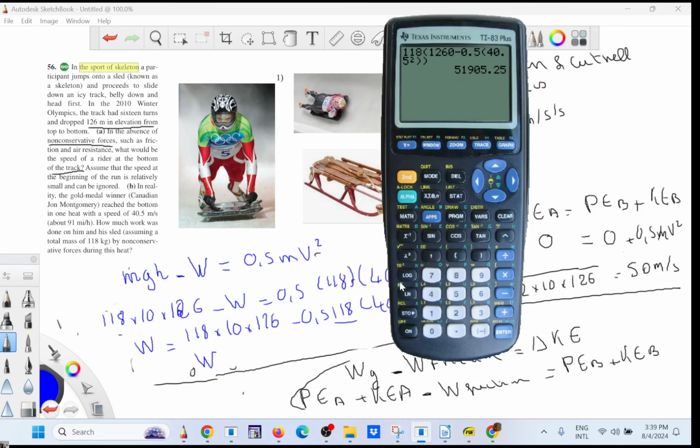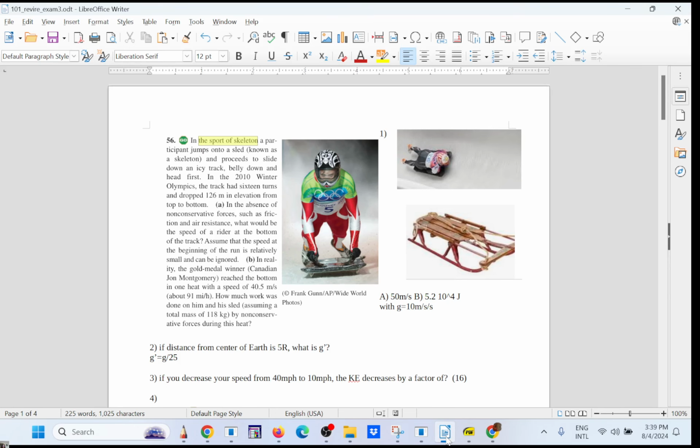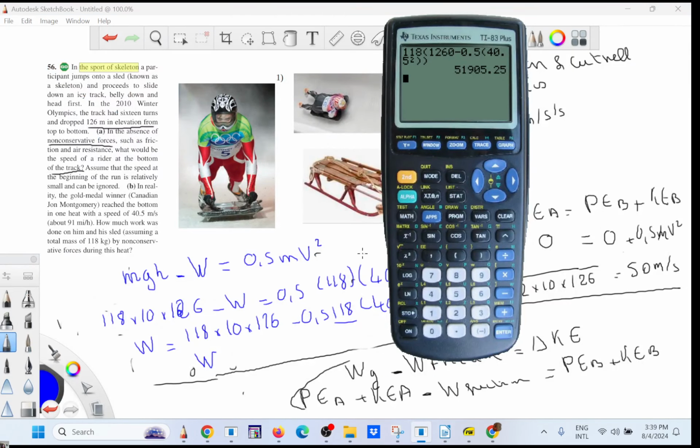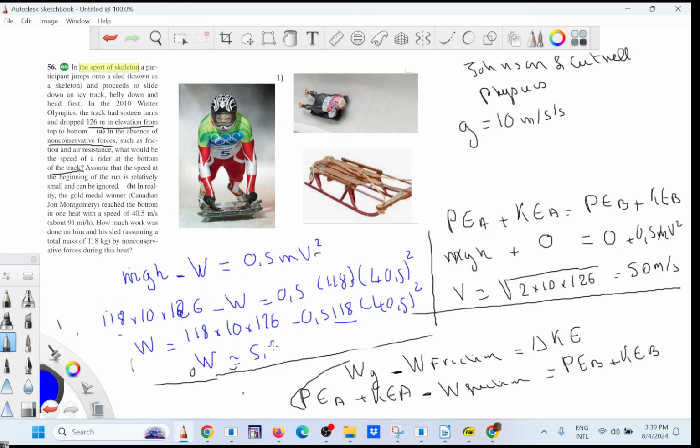So it should be 52,000, or 5.2 times 10 to the 4 joules. So here I have two significant figures. Here I have three. You can take more if you want.